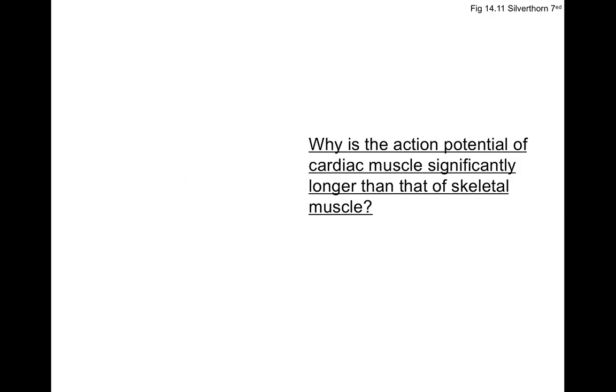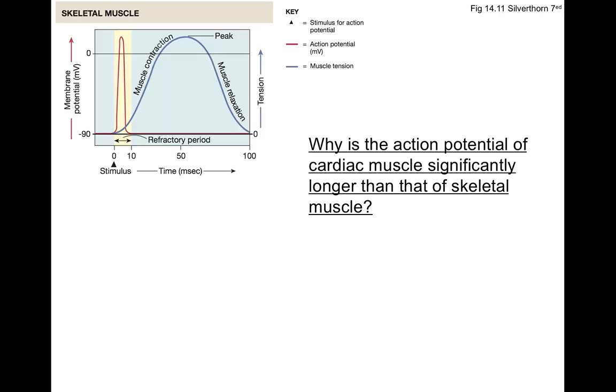So why is this action potential of cardiac muscle significantly longer than that of skeletal muscle? Well, if you look at skeletal muscle, you can see in red the action potential and in blue the contraction or the muscle tension. The action potential is very biphasic and very quick, with a very short refractory period, and the contraction is much longer in comparison to the action potential. So you get a very quick signal, which is the action potential, then you get the long contraction.